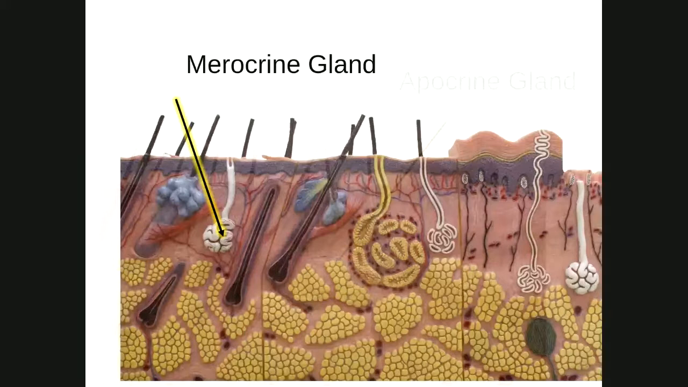The other type of gland are the merocrine glands. These glands are just regular sweat glands. They are not associated with hair, even though on this drawing over here it looks like it is, it's not. That's just where it happens to line up. Merocrine glands are all over the place. They're in thick skin, thin skin.